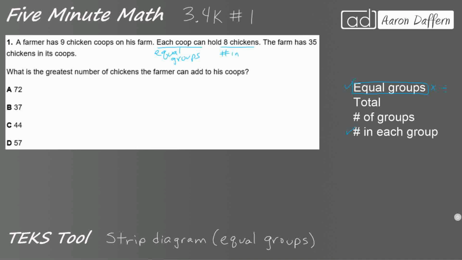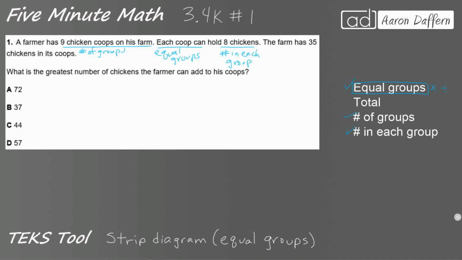So in each group, in this case, the coops are going to be the groups. We've got each group. And we've got a farmer with 9 chicken coops. So this is our number of groups. So we have our number of groups, we have the equal groups, and we have the number in each group.